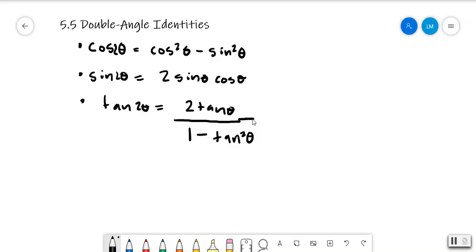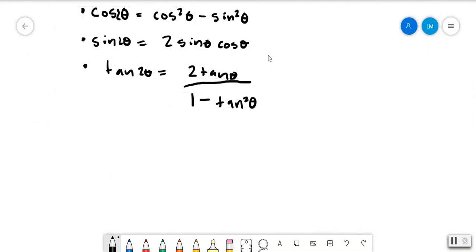Now it probably would be best to leave this one and not try to implement a Pythagorean identity because that might make it a little more complicated, because this equation is with respect to just the tangent.